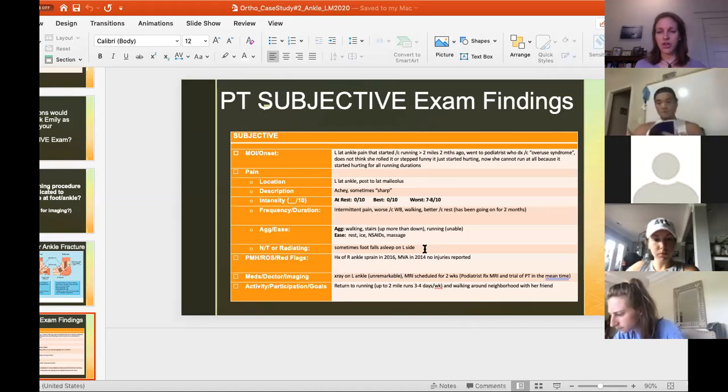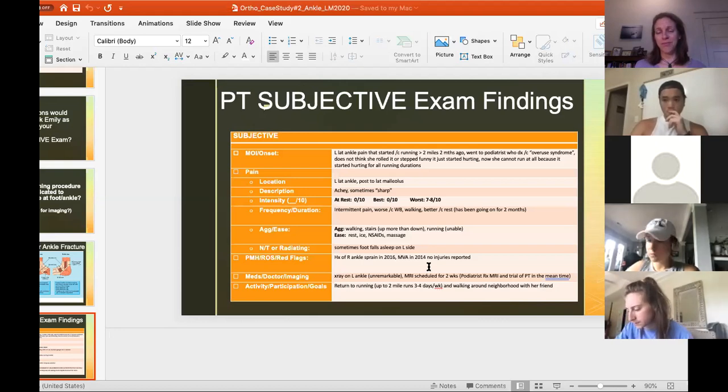Unremarkable, no fracture noted on that. She does have an MRI scheduled in a couple weeks, so her podiatrist ordered an MRI. But he said, hey, go to PT in the meantime, see if you can get stronger, and then we'll see what the MRI says. And patient goals: she really wants to get back to running. She wants to get back to walking with her friend, and is limited in those main things that we talked about.